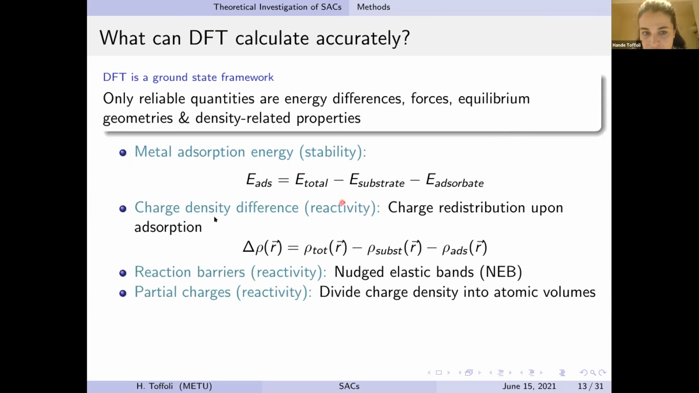Related to reactivity, as you remember, I mentioned that we need to shift occupation from one orbital to another. This also reflects in charge redistribution, so you can calculate charge redistribution upon adsorption. Similarly, for reaction barriers, we need to employ an extension to DFT, which is called nudged elastic bands, but this is pretty well developed. Also, partial charges. So how much charge does your adsorbate acquire upon adsorption to your metal system?